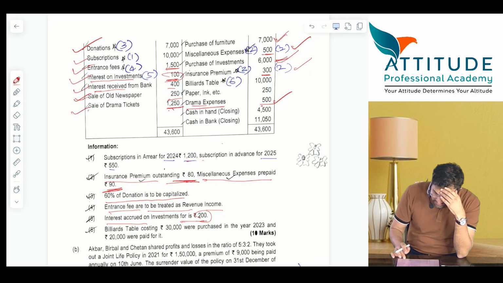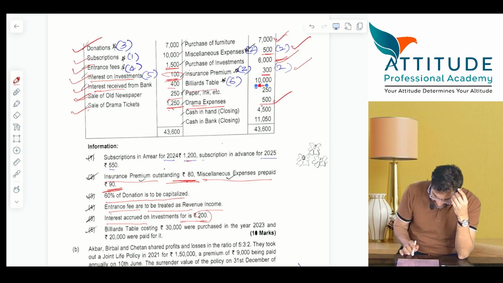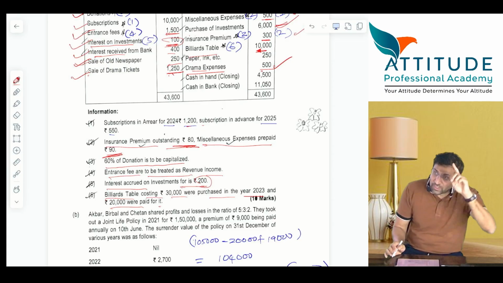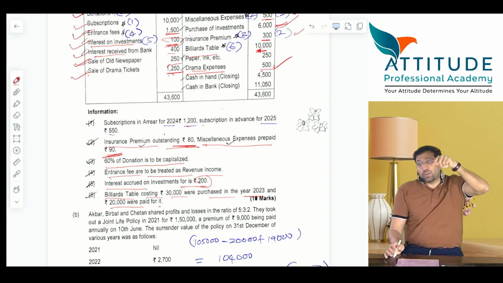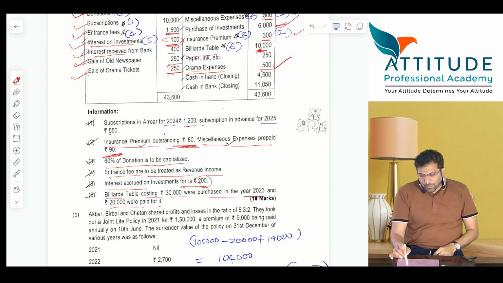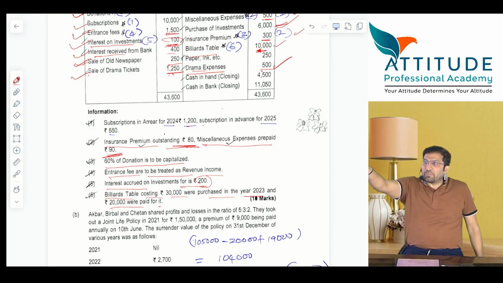Now billets table is interesting. You have to tell me. सांग रे, तू सांग रे अमन. बिलेट्स टेबल खर्च केलास ह्या टाइमला किती? 10,000. खरं त्याचा ॲडजस्टमेंट आहे बघ. Billets table costing 30,000 was purchased in the year 2023 and 20,000 was paid for it. म्हणजे when did you purchase this billets table? 2023. And how much did you pay that year? 20,000. This year you are paying how much? 10,000. Understood or no? So now tell me, this billets table, will it come only in closing balance sheet or should it come in opening balance sheet also?